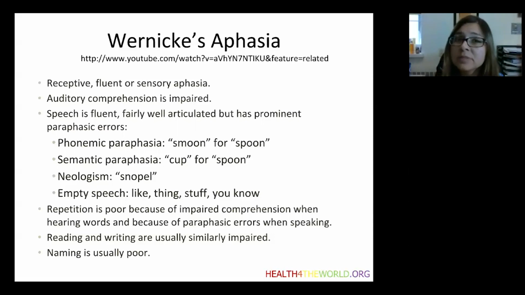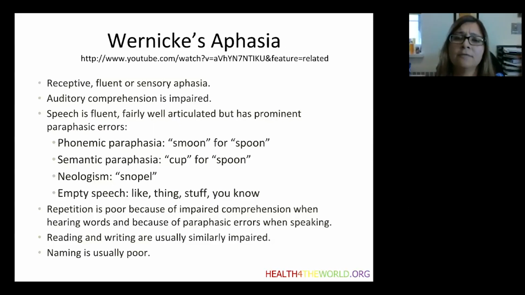However, oftentimes speech production may be quite fluent, kind of like my speech is right now. Again, very different from a Broca's aphasia. Speech is fluent, it may be well articulated. However, it oftentimes is nonsensical. The speech may be fluent, but may not have a lot of meaning, and may be filled with paraphasic errors, which we mentioned earlier. Phonemic paraphasias, semantic paraphasias, as well as neologisms.